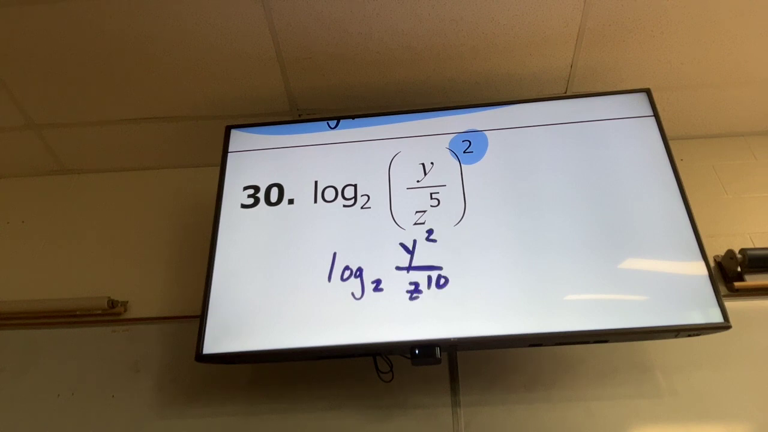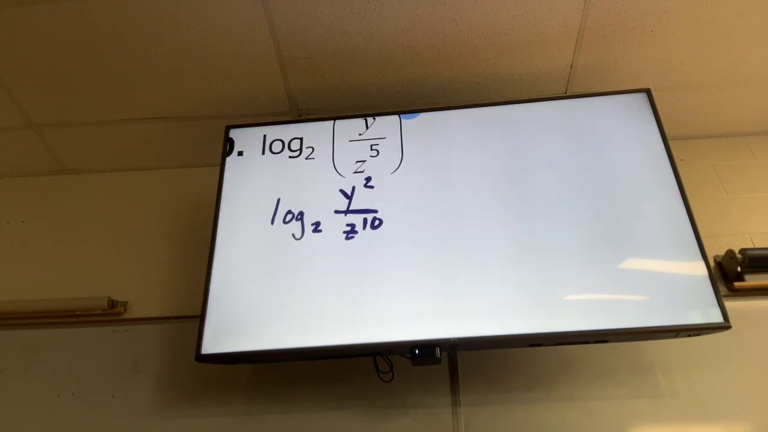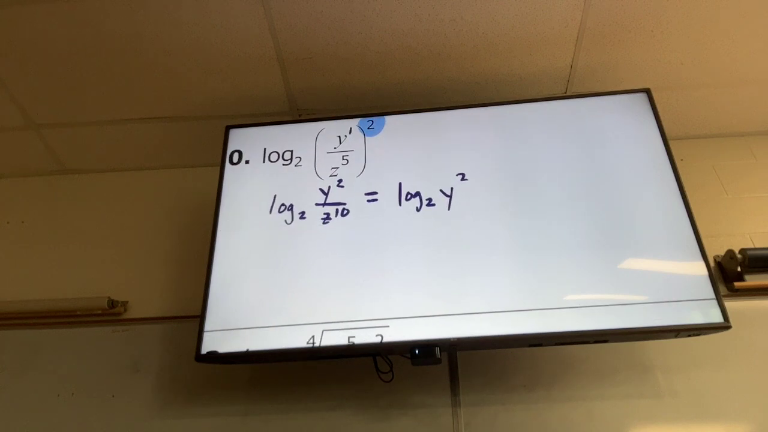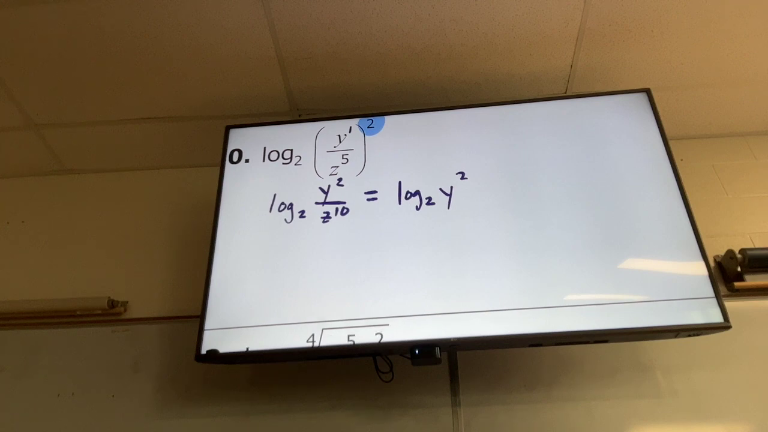Whenever you have an exponent inside a set of parentheses raised to an exponent outside those parentheses, you multiply those two exponents. I did the same thing with y. It technically had an exponent of 1. Okay. And then, yes, it becomes log base 2 of y squared minus log base 2 of z to the 10th.